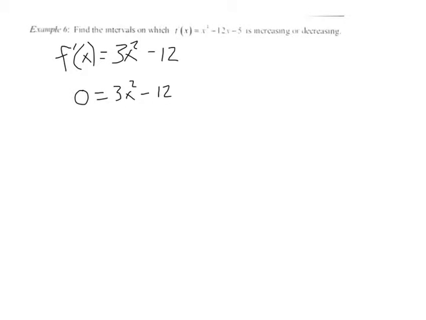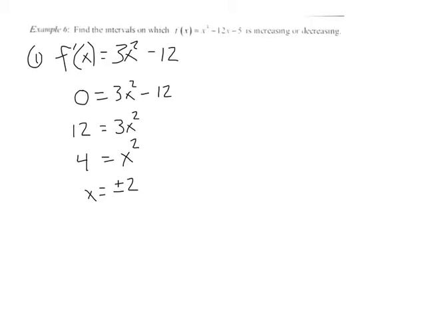So how do we go ahead and set that up? I'm going to bring that negative 12 to the other side. I'm going to add 12 to both sides basically. Divide both sides by 3. And so I would get x potentially equaling positive or negative 2 as my critical points. So this is kind of step 1 on the above chart.